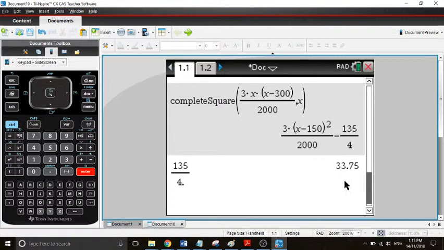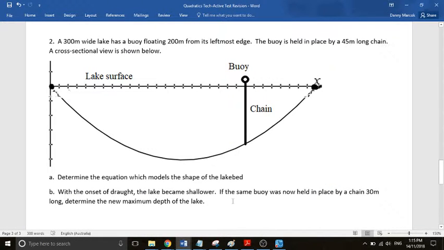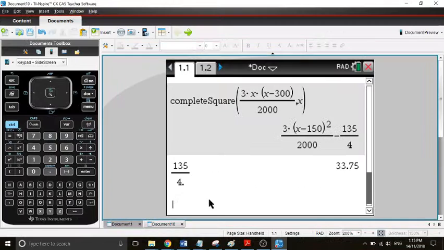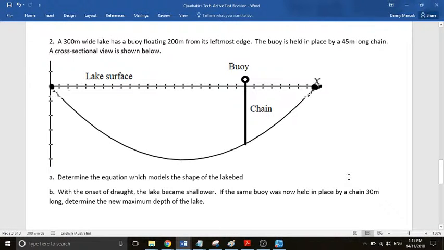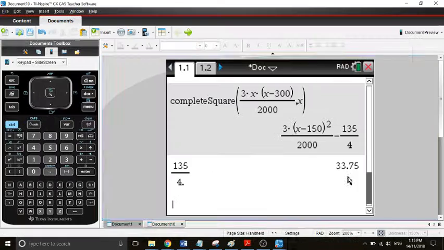Now, 33.75 is an exact answer. That's fine. So what we would say is that the chain was 30 meters long. Determine the new maximum depth would be 33.75, I think. Yeah, 33.75 meters is our new depth. We won't write negative because we don't have a negative depth. We just have a depth of 33.75 meters. If we said negative 33.75, then we'd have a problem because it'd be 33.75 meters above the water. That doesn't work.